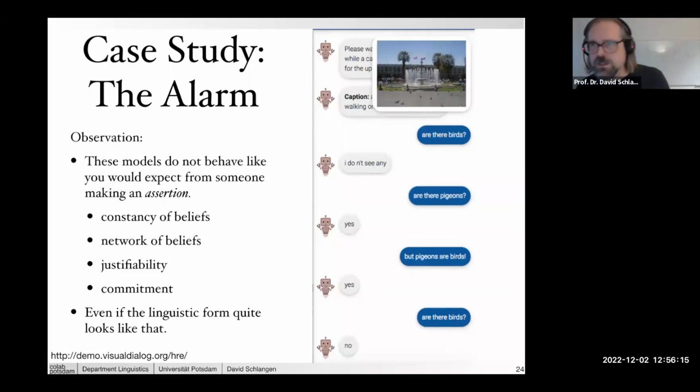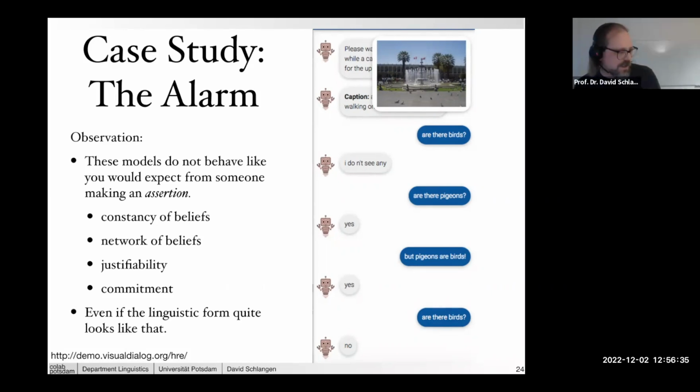So the observation that I wanted to make here is that these models do not behave like you would expect from someone making an assertion, right? So what they're doing here very much looks like the speech act of making an assertion. The linguistic form is there, right? A declarative sentence.